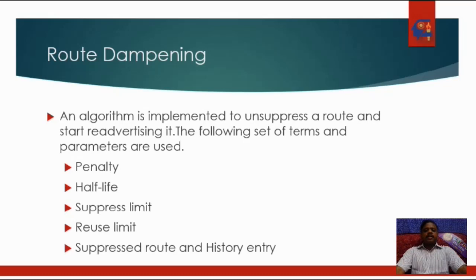A history entry is an entry used to store flap information. For the purposes of monitoring and calculating a route's oscillation level, it is important to store this information in the router when the route oscillates. When the route stabilizes, the history entry becomes useless and must be flushed from the router.